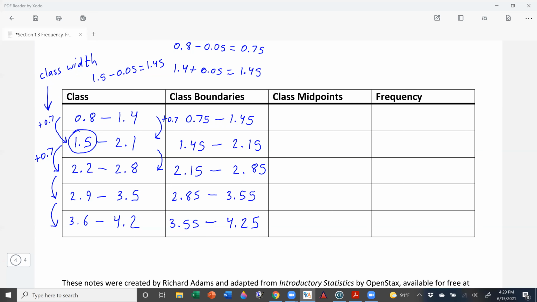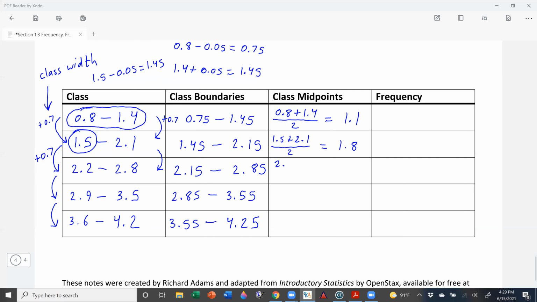Okay, class midpoints. The class midpoint is really just the average of the upper and lower values from any one of your classes. So this is just going to be 0.8 plus 1.4, and we divide that by 2. For the sake of speed, I'll go through and do this pretty quickly. Just add those up and divide by 2, we get 1.1. For the next one, we would have 1.5 plus 2.1 divided by 2, and that comes out to 1.8.